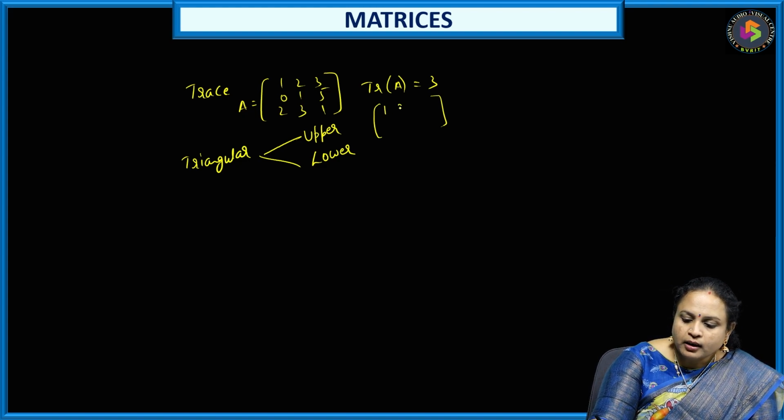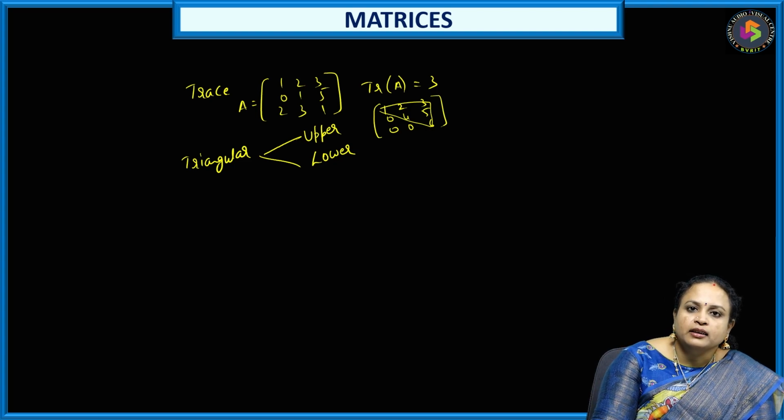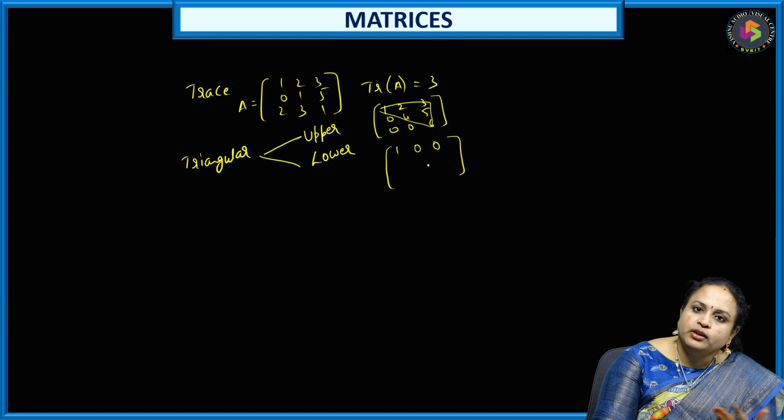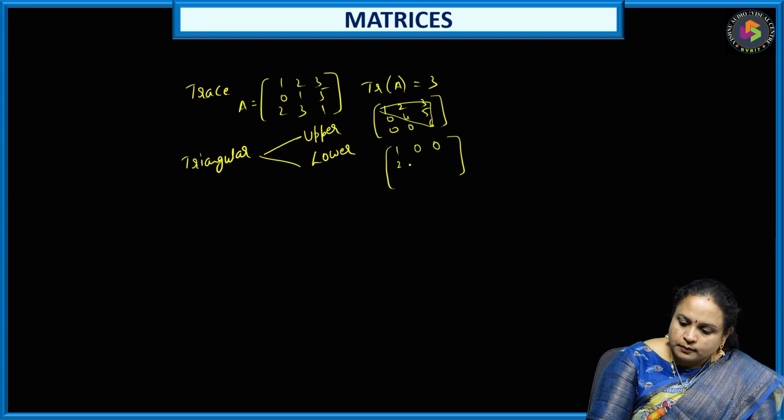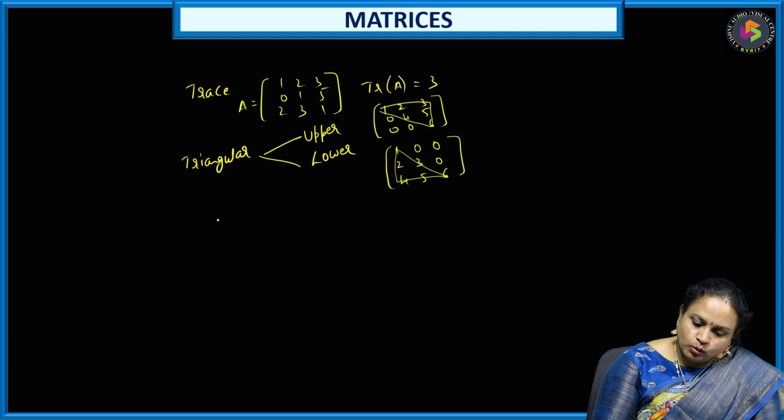That means you will be having elements on the upper side, like this. This is an upper triangular matrix. The elements which are below the principal diagonal are zeros in an upper triangular matrix. In a lower triangular matrix, the elements which are above the principal diagonal are 0. For example, 1, 0, 0, 2, 3, 0, 4, 5, 6. So, it is a lower triangular matrix. The elements which are above the principal diagonal are 0. So, this is an upper triangular matrix and a lower triangular matrix.